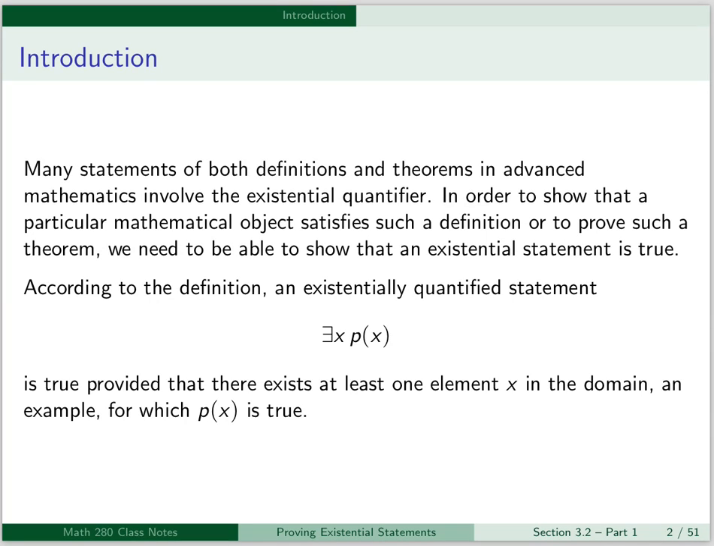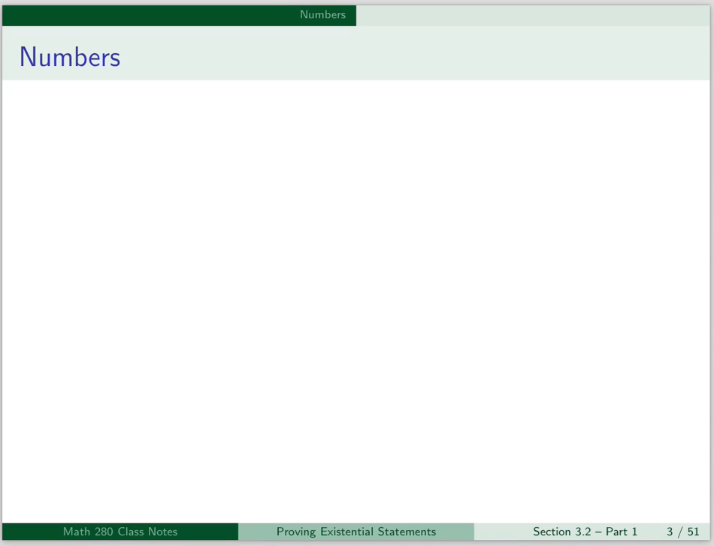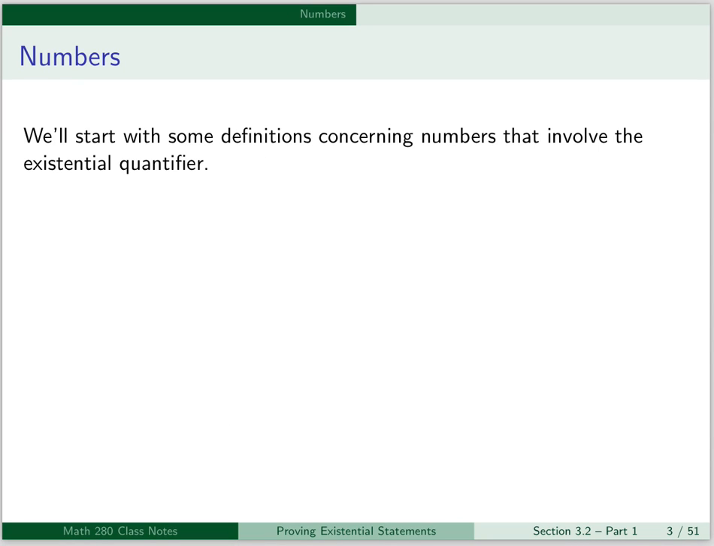According to the definition, an existentially quantified statement, there exists an x such that p of x, is true provided that there exists at least one element x in the domain, an example, for which p of x is true. We'll start with some definitions concerning numbers that involve the existential quantifier.